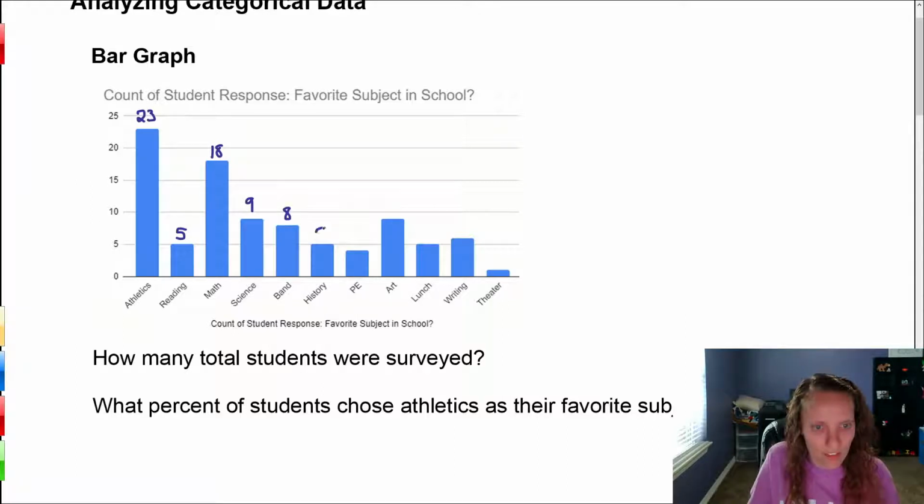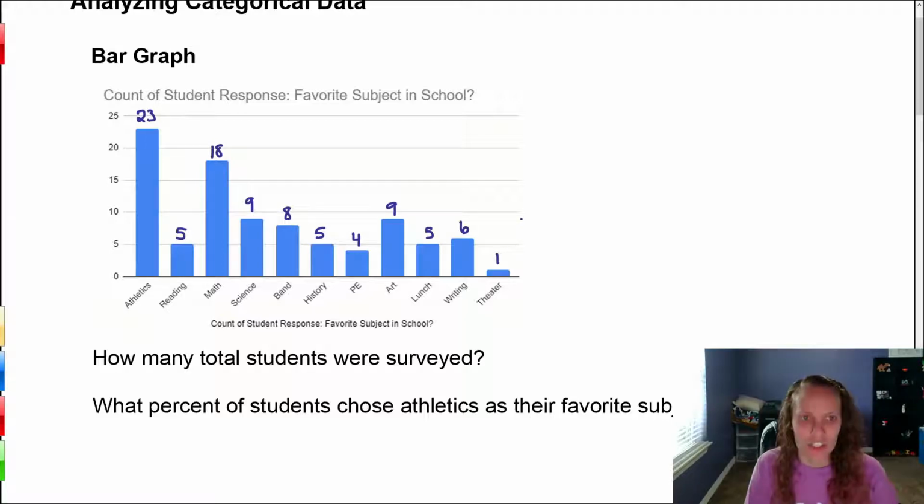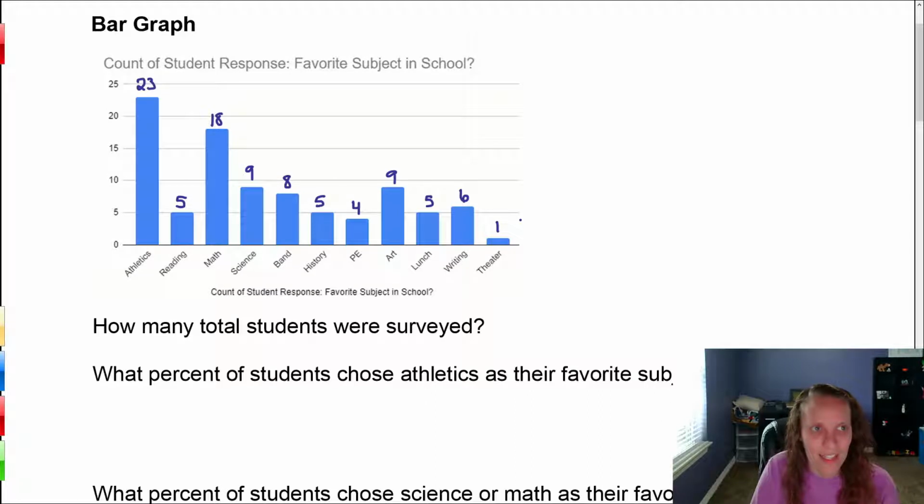History, exactly 5. PE, a little under 5, which we'll call 4. Art might be even with science, so we'll say 9 students. Lunch, 5. Creative writing a little above 5, so 6, and then 1 for theater. And so we're going to answer the questions dealing with this bar chart to analyze it a little bit better.